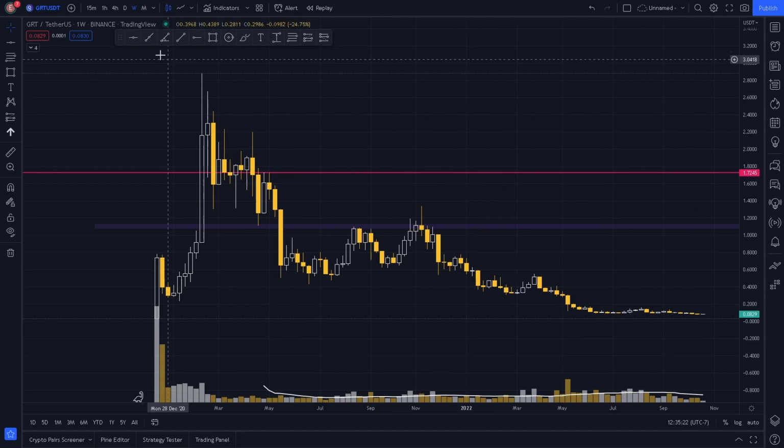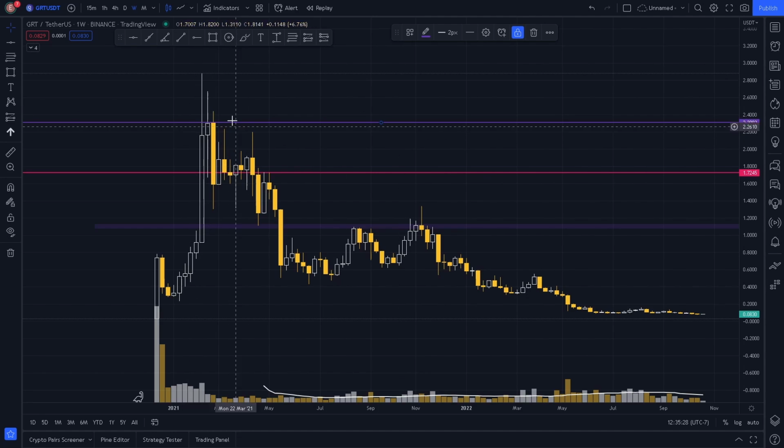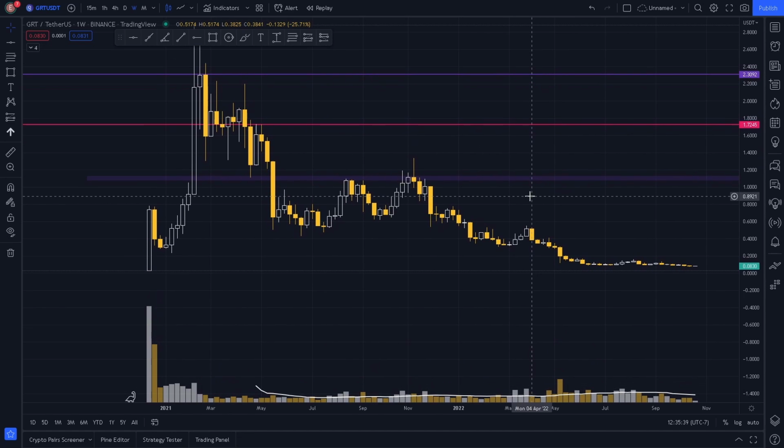So, the next level we can plot is our weekly swing high, which is quite obvious on the chart as the highest point price got from the candle bodies we see closing and the long wicks rejecting the level. Now, what else do we notice?